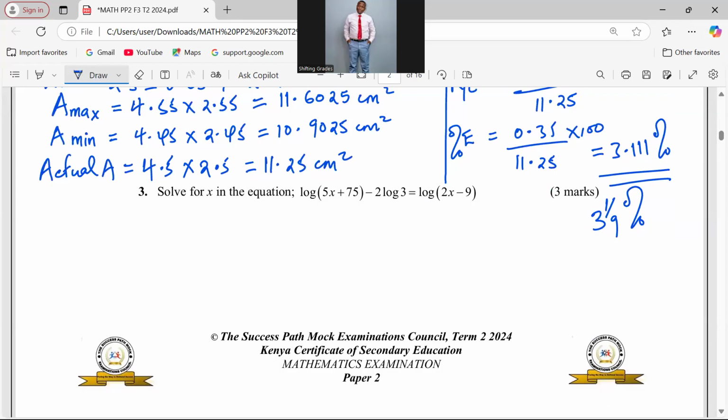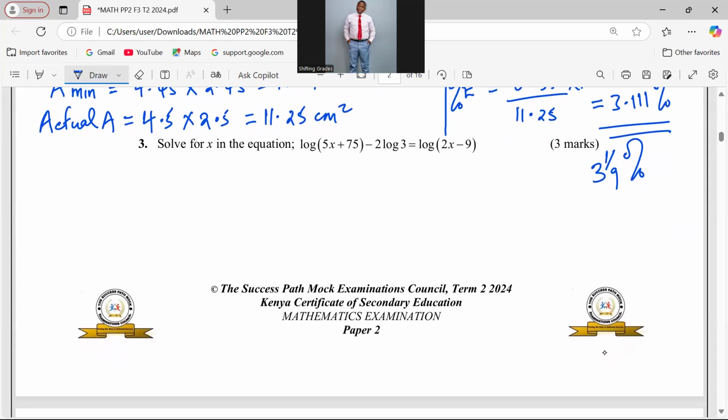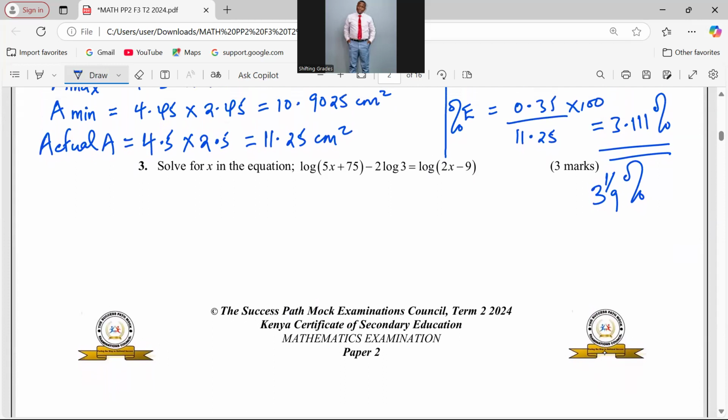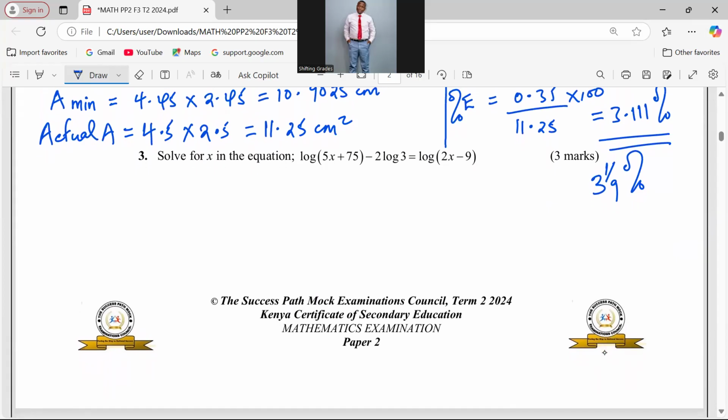Look at number 3, which is a question on logarithms. Logarithmic equations. Solve for x in the equation: logarithm of 5x plus 75 minus 2 log of 3 equals the logarithm of 2x minus 9. Remember the law of logarithm that says if we have n log a, this is solved by taking the log of a and we raise it to power n.